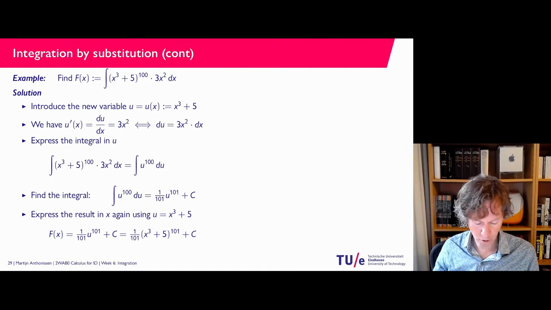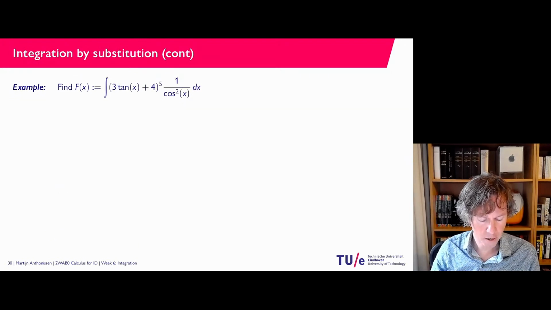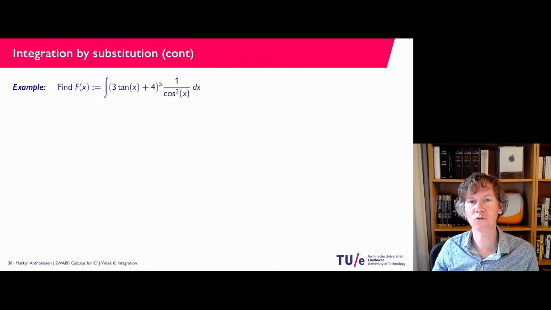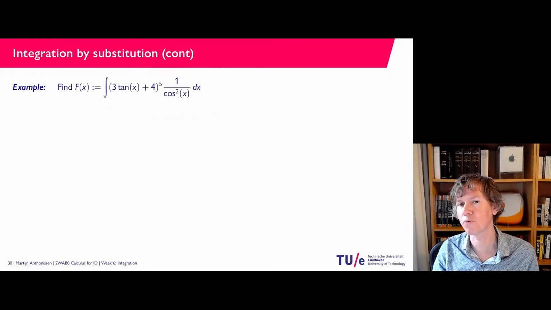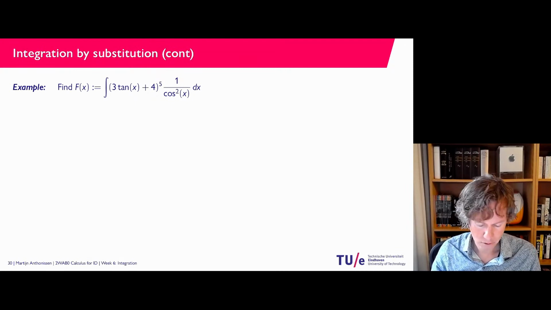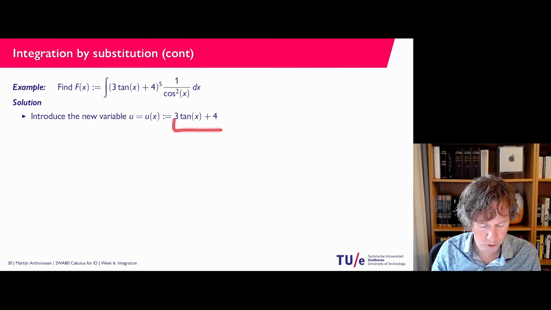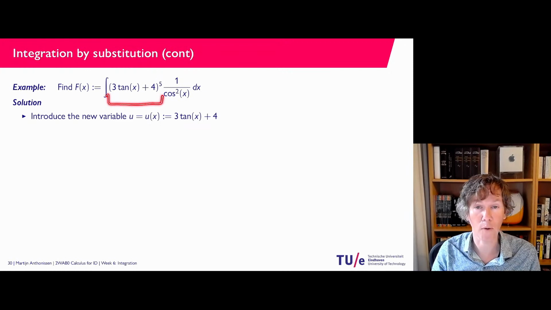One more example of integration by substitution. So I am going to solve this thing, and as you see, if you don't know about substitution and you would just be asked to find this integral here, so to find the primitive function, that's hopeless, right? You're never going to manage here. But if you make the choice u equals 3 tangent x plus 4, then this thing here becomes u to the power 5.